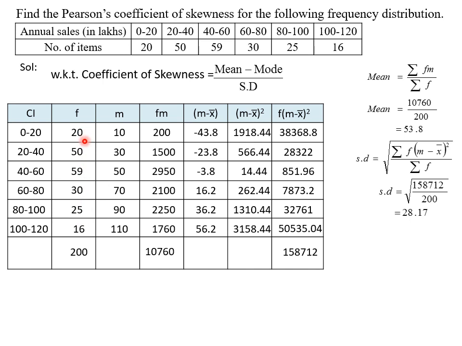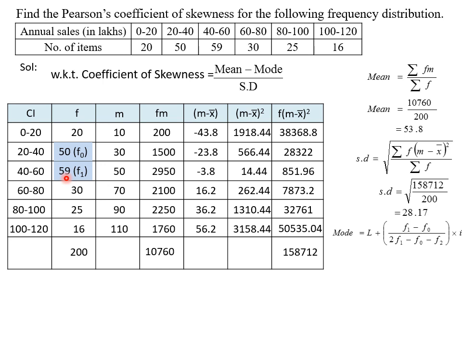Next you have to find the mode. For finding the mode, first we have to see the frequency. In frequency, the highest value is what? 59. The next highest value is what? 50. The difference between those two things is greater than 3. So therefore we can calculate the mode using the direct formula, which is nothing but L plus f1 minus f0 divided by 2 times f1 minus f0 minus f2, into i.